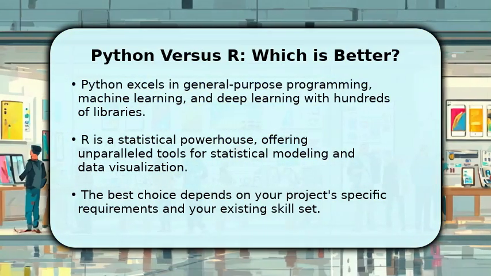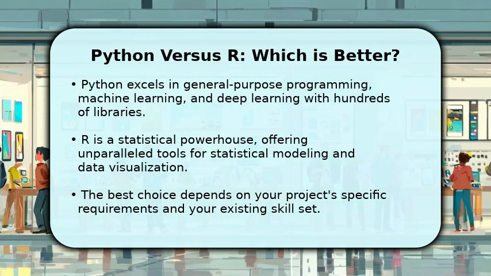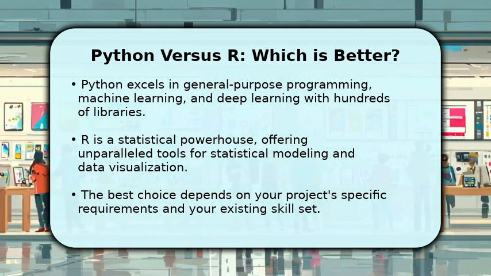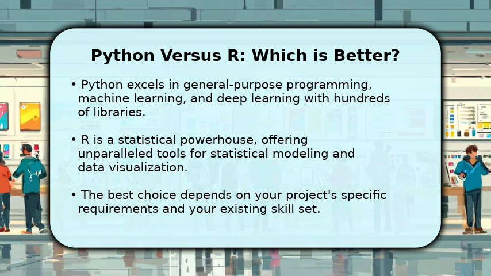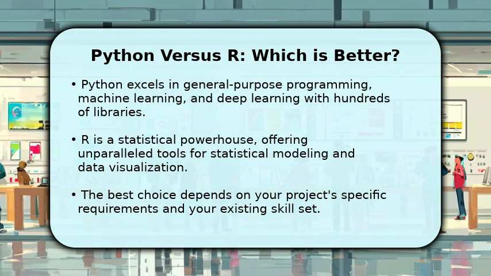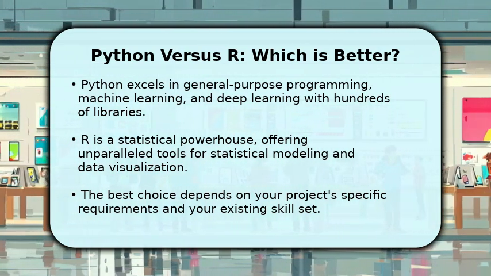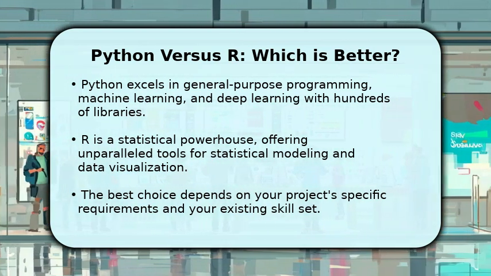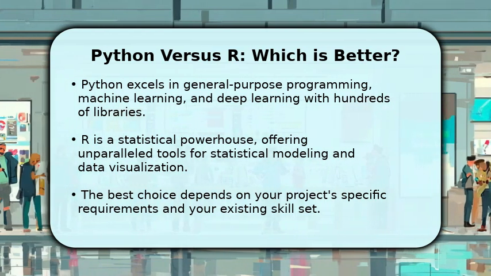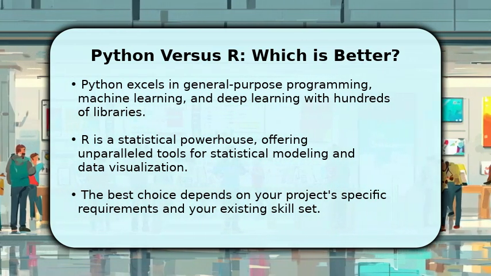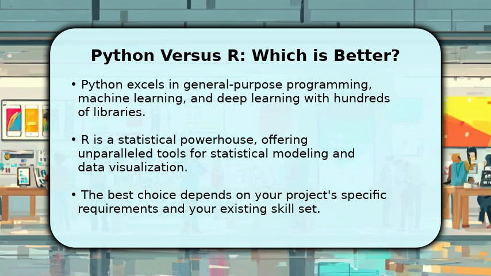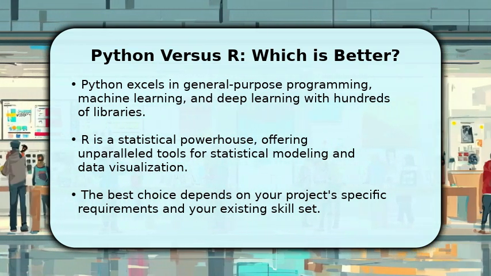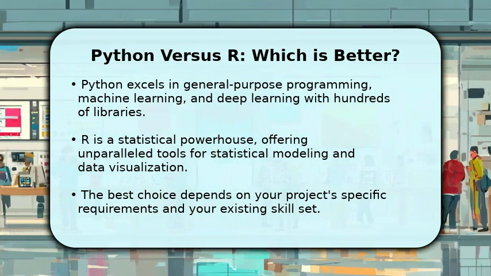When deciding between Python and R for linear regression in VS Code, consider your project's specific needs. Python excels in general-purpose programming, machine learning, and deep learning, with hundreds of libraries available. R, on the other hand, is a statistical powerhouse, offering unparalleled tools for statistical modeling and data visualization. Both integrate seamlessly into VS Code, providing a productive environment. Ultimately, the best choice depends on your existing skills and the problem you're trying to solve.